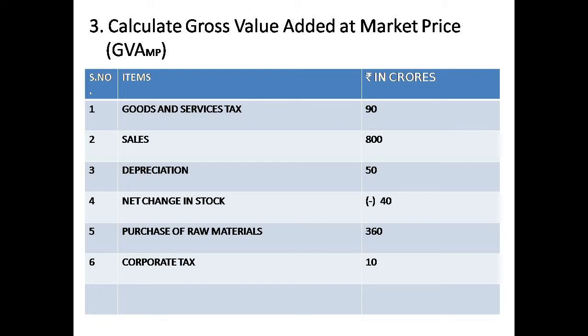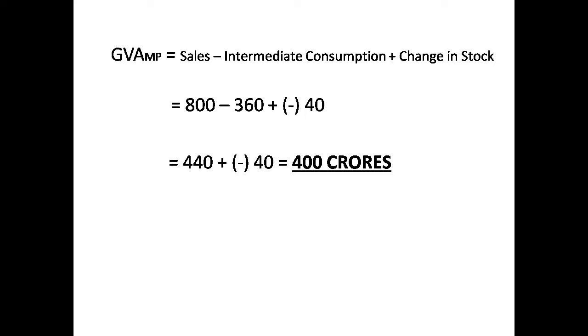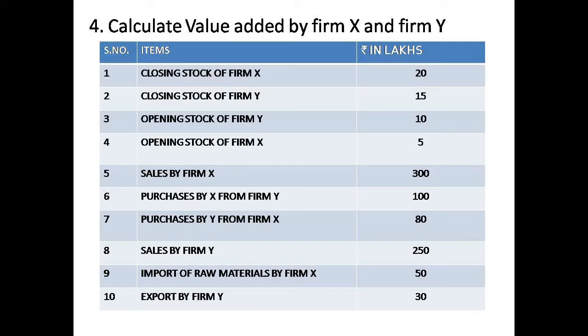Let's see how GVAMP is calculated. Formula you know, sales minus intermediate consumption plus change in stock. Sales is 800. Intermediate consumption is not given as it is. They have given purchase of raw materials. Purchase of raw material is intermediate consumption. So 360 plus net change in stock is minus 40. That is change in stock. It is minus 40. So 440 plus minus 40, which is equal to 400 crores. So answer is 400 crores. GVAMP is 400 crores. Let's see the next problem.